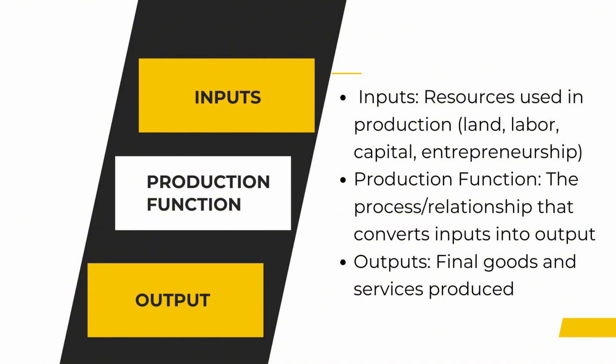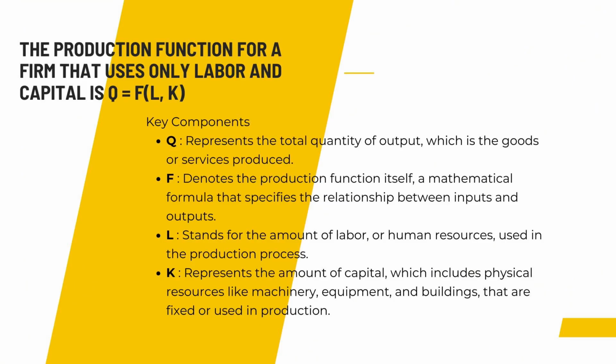The different ways in which inputs can be transformed into output are summarized in the production function: the relationship between the quantities of inputs used and the maximum quantity of output that can be produced. Here, we can see the basic form of the production function, which is written as Q equals F of L and K. This means that output is a function of two main inputs, labor and capital.